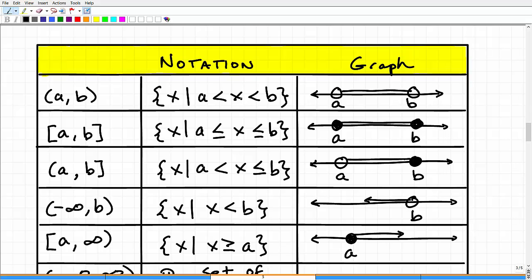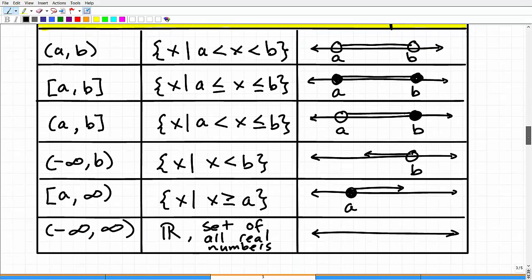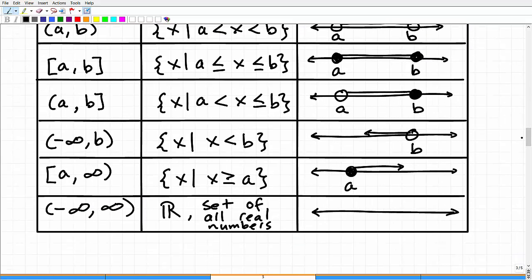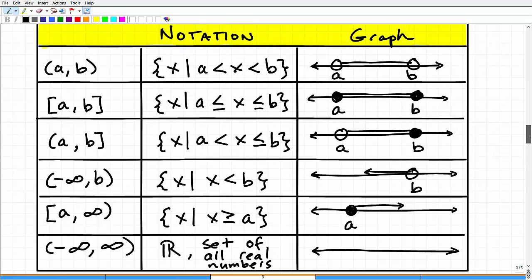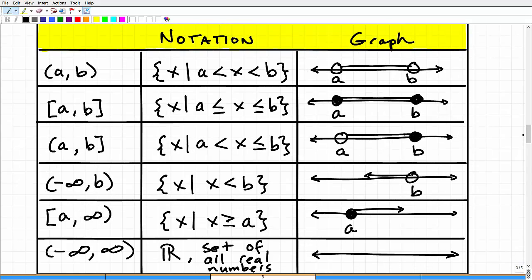This is going to make a lot more sense when I start doing examples, especially with infinity here. But you do want to have this as a reference, a cross-reference. And here is the rest of the chart. All right, let's quickly take a look at the chart and see what this says.